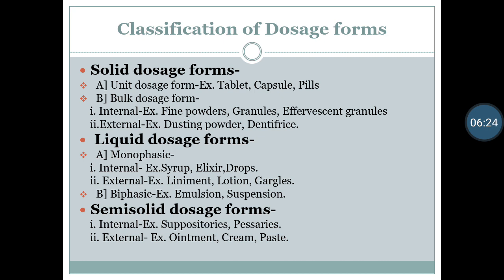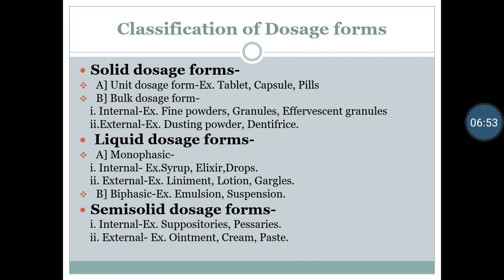Bulk dosage forms can be taken internally or can be applied externally on the skin. The examples of the solids which are taken internally are fine powders, granules and the effervescent granules. The bulk powders which are applied externally are dusting powders or dentifrices.